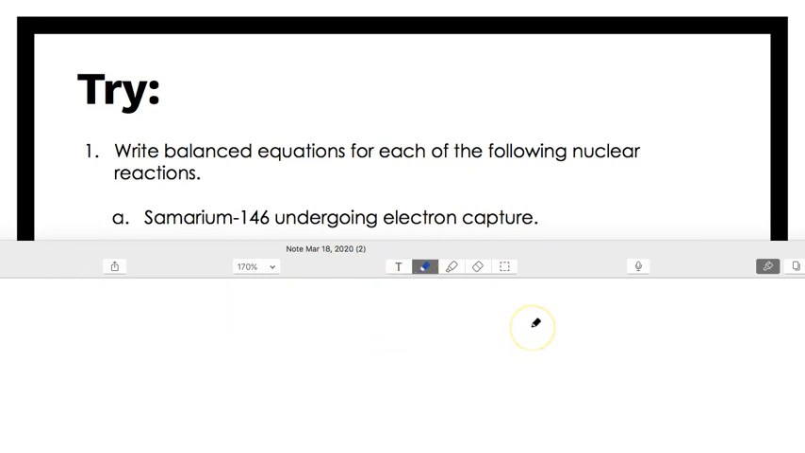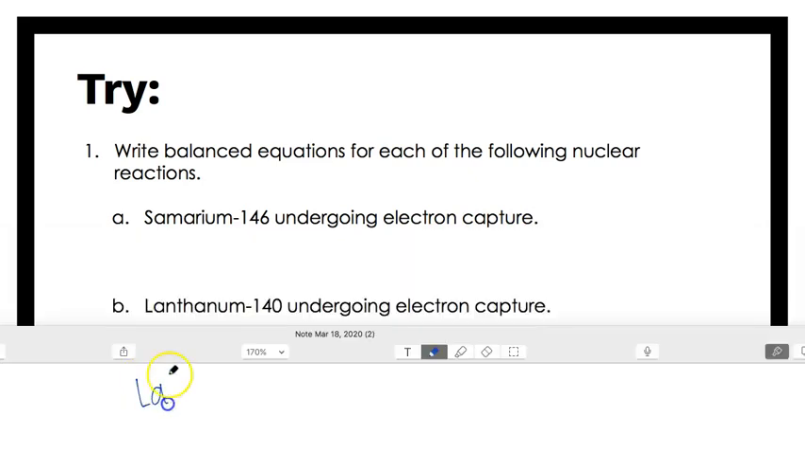Now go ahead and try the next one. 140. And has an atomic number of 57. It's going to capture an electron, neutralizes one of the protons, and its new element is going to be barium.